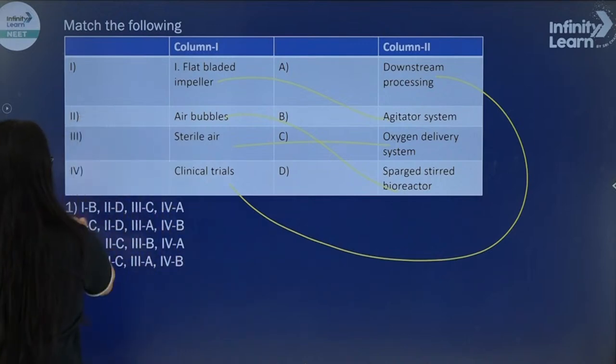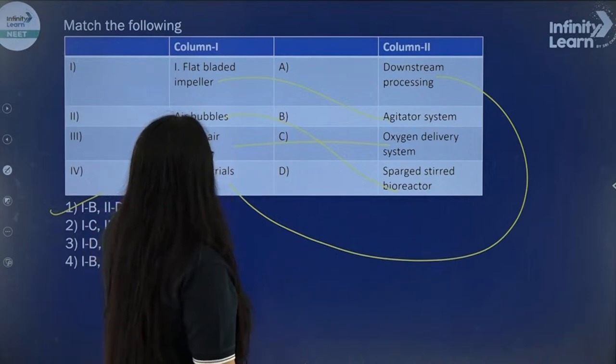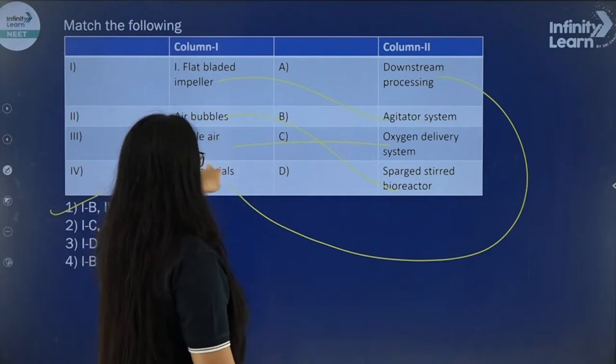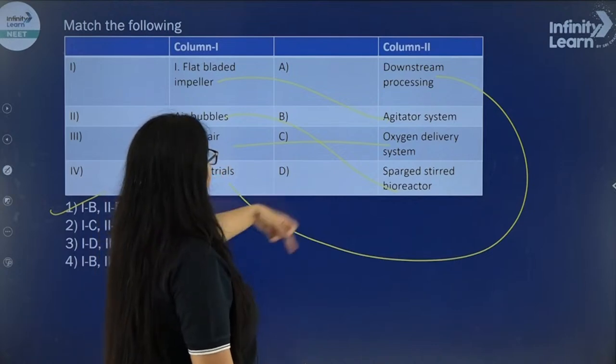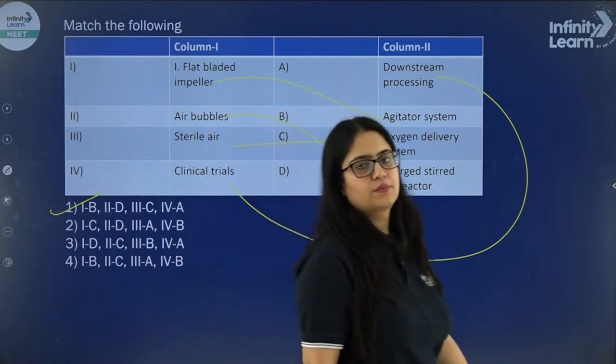So, let me check it again for you guys. 1 goes with B, 2 goes with D, 3 goes with C, and 4th goes with A, right? I hope this is clear, pretty simple.